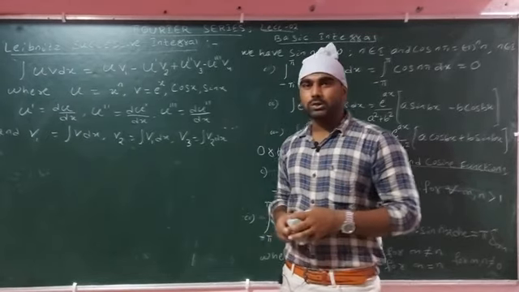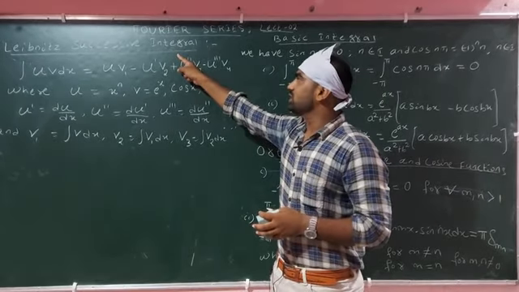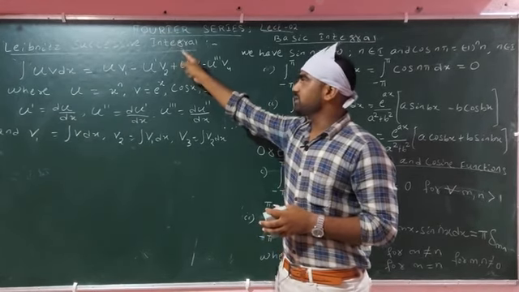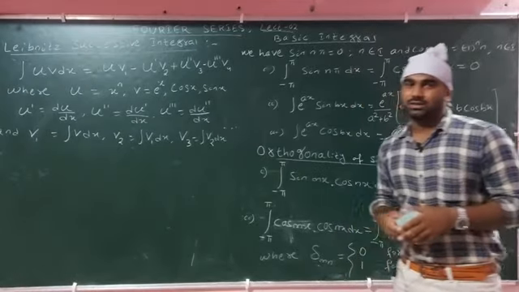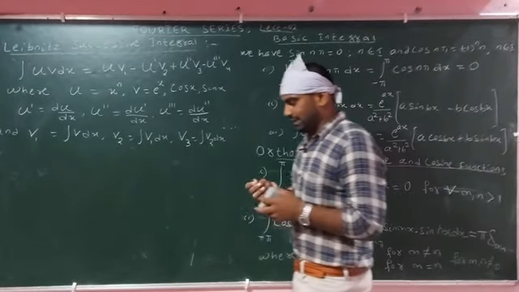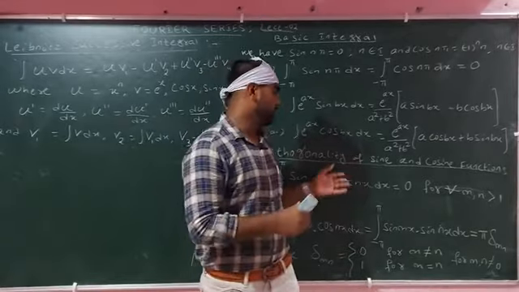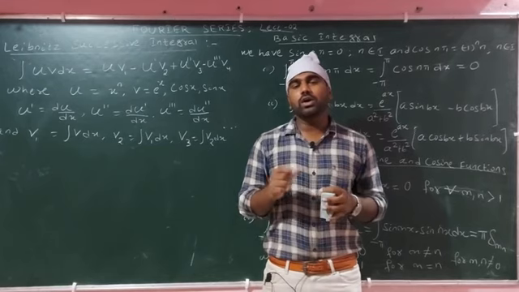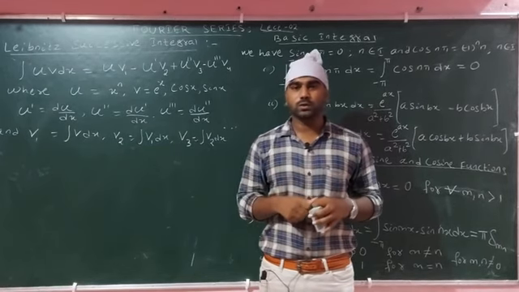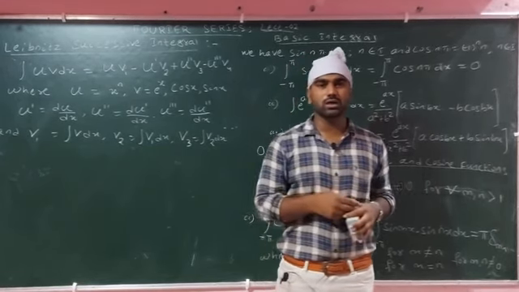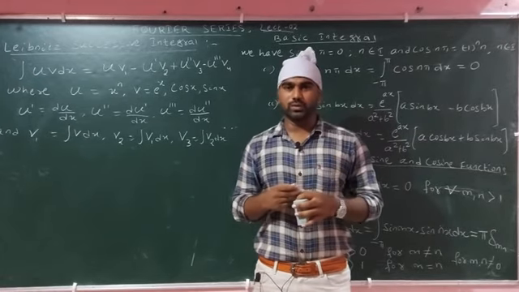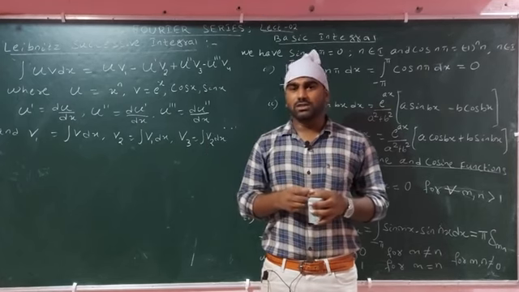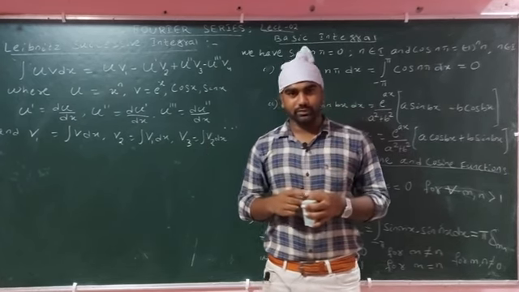Today we discuss Leibniz successive integration, some basic integrals, and the orthogonality of sine and cosine functions. In lecture 1, we already discussed periodic functions, even and odd functions, and the properties of even and odd functions, which is available in the description box. You can check it and also download the PDF.